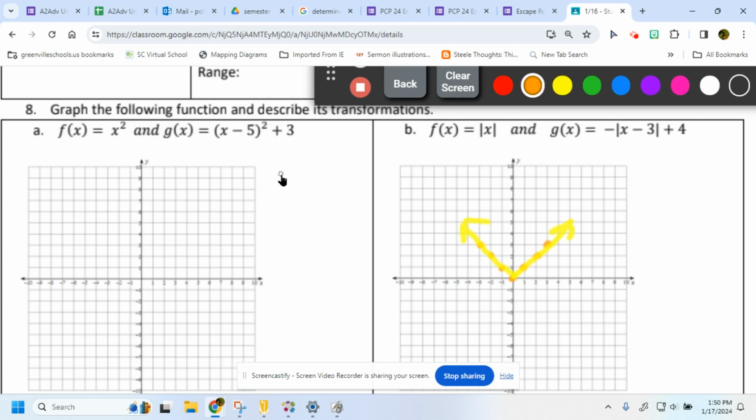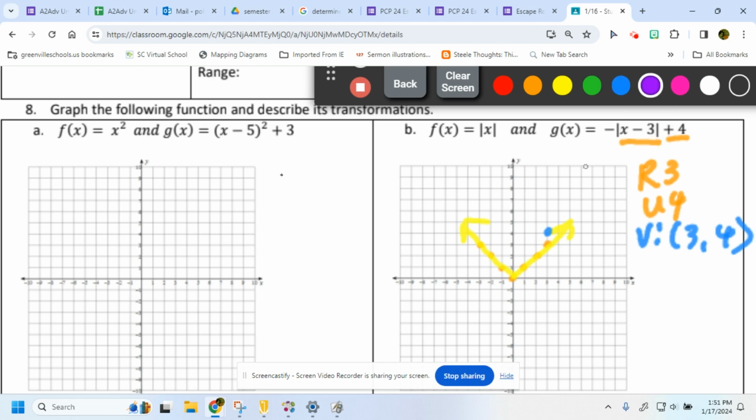Okay. For the transformation or the g of x, I see x minus 3 inside, so that's going to the right 3. Plus 4 means you're gonna go up 4. So you're gonna go right 3, up 4. This blue point, the vertex there, is 3 comma 4.